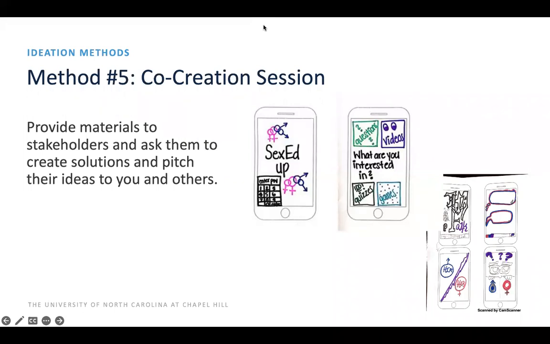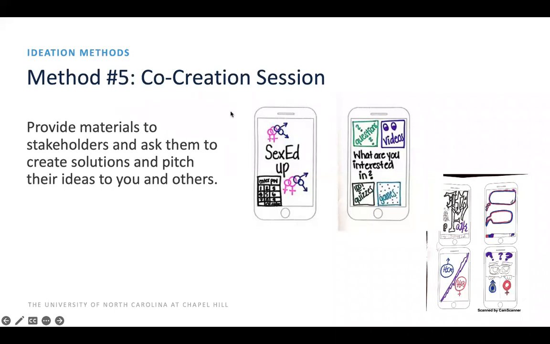So for us, we ended up knowing that we wanted to create some sort of online app where teens could access and share information about sexual health topics. And so with that framing, we handed over markers and pictures of blank cell phone screens to teens and asked them to dream up what they would find most useful. And here are some snapshots of what they came up with.